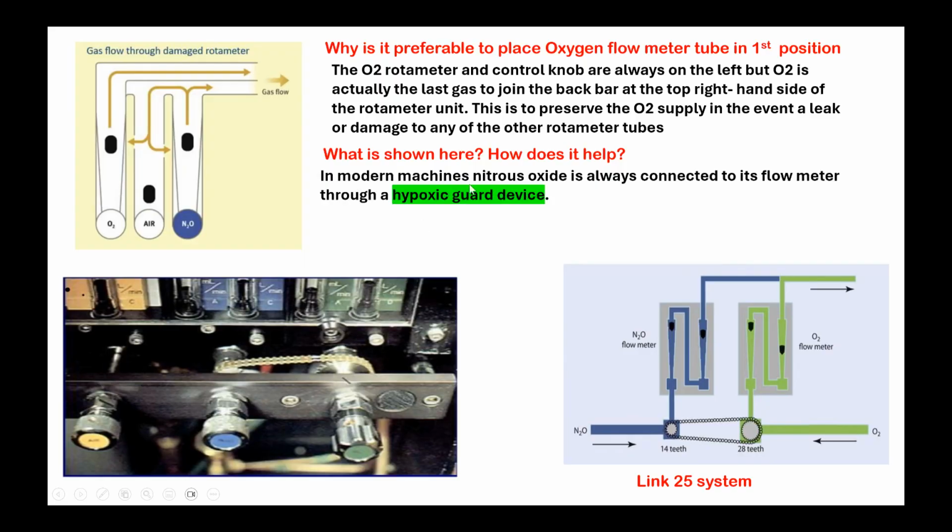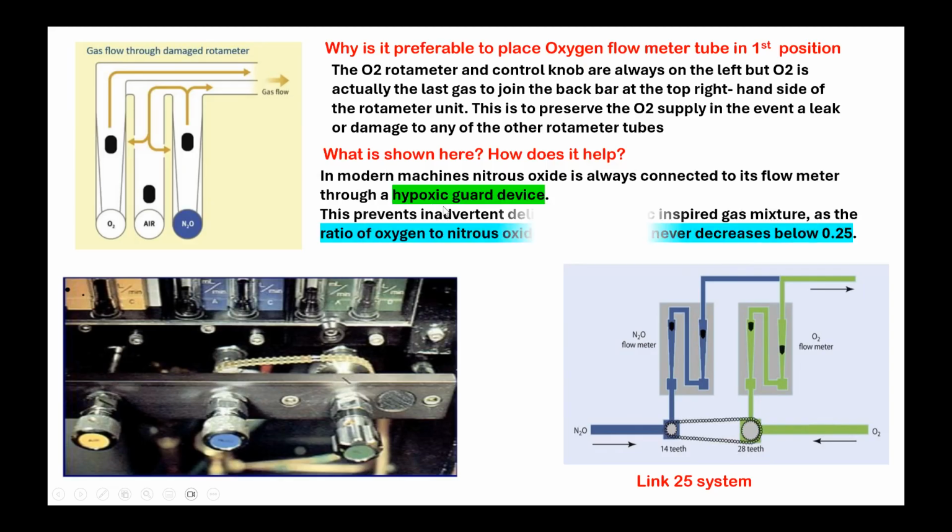So this is present in modern anesthesia machines, and this is the reason for the hypoxic guard device. This prevents inadvertent delivery of hypoxic inspired gas mixture. The ratio of oxygen to nitrous oxide will never decrease below 25% or 0.25. So you are always assured of 25% oxygen in the mixture at whatever given time.